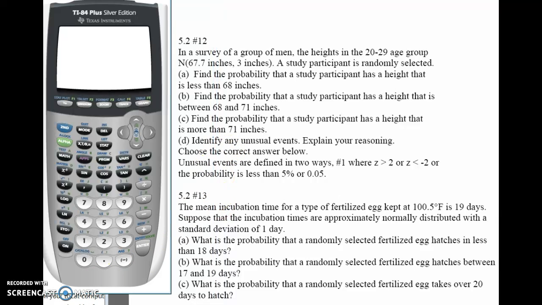We're working in 5.2 this time, and we'll start on number 12 in my stat lab. We have a group of men, and the heights are recorded, and we found that they're normally distributed with a mean of 67.7 and a standard deviation of 3 inches. They randomly select a study participant.